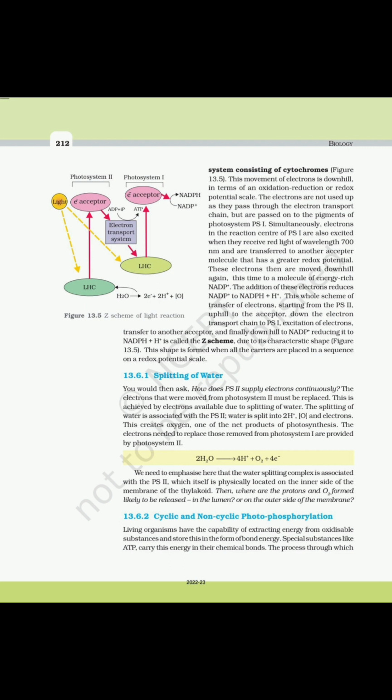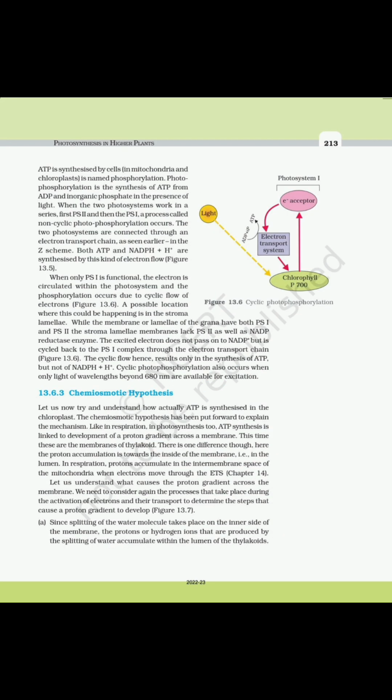13.6.2 Cyclic and non-cyclic photophosphorylation. Living organisms have the capability of extracting energy from oxidizable substances and storing this in the form of bond energy. Special substances, like ATP, carry this energy in their chemical bonds. The process by which ATP is synthesized by cells in mitochondria and chloroplasts is named phosphorylation. Photophosphorylation is the synthesis of ATP from ADP and inorganic phosphate in the presence of light.